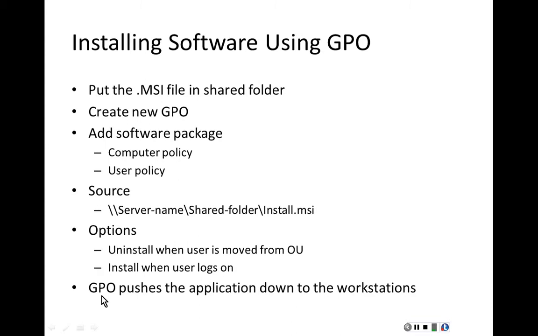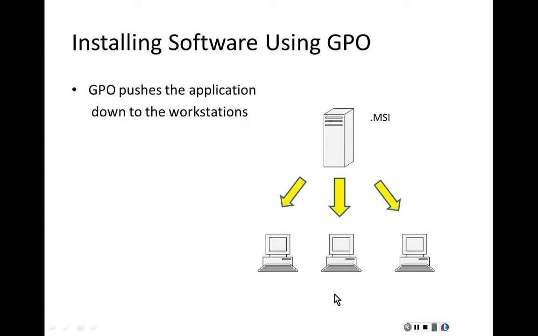And then when the user logs on, or when the user tries to access the application, then group policy pushes the application down to the workstation. The group policy object pushes the application down to the workstation. Of course, in this example, you might say it is pulled down because it's not really installed until the user double-clicks on it.